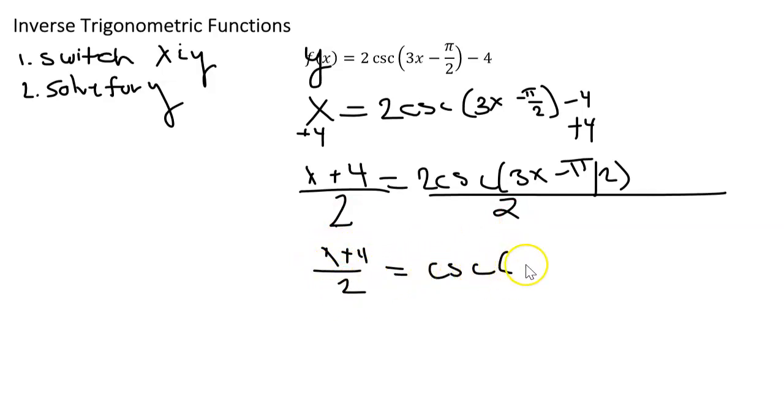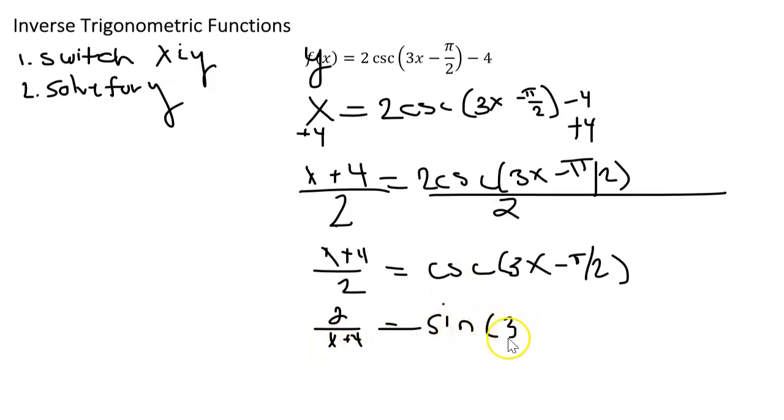And now that your cosecant is isolated, we can reciprocate. Reciprocating a fraction means to flip it, so I'm going to flip 2 over x plus 4. Reciprocating cosecant turns it into sine. Oh, I forgot to actually put y. Hold on, I want to fix that. Back at the very first step, switch x and y. I've still been writing x the entire time. 3y, 3y, 3y.